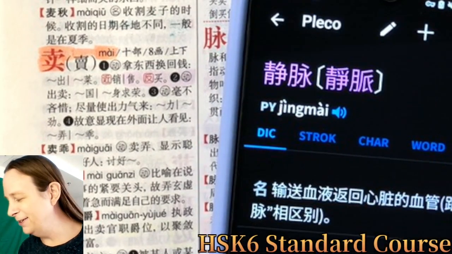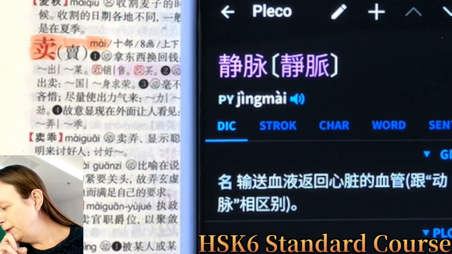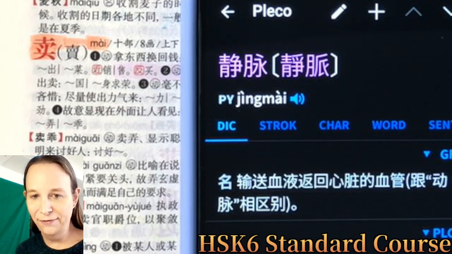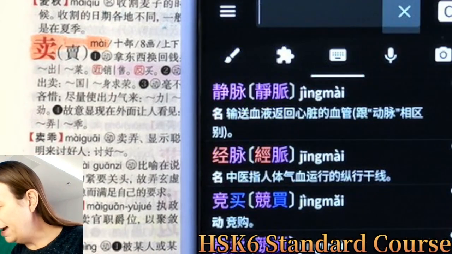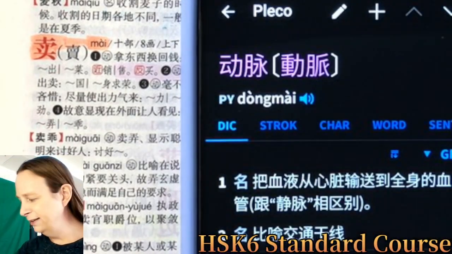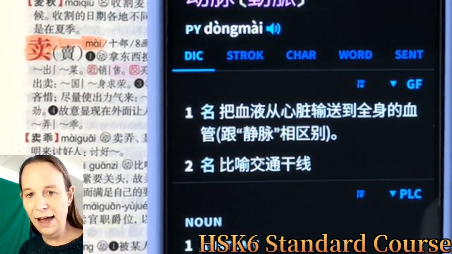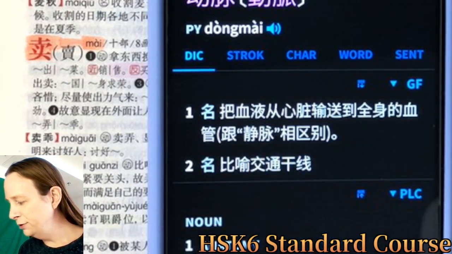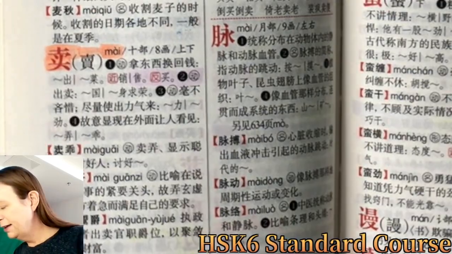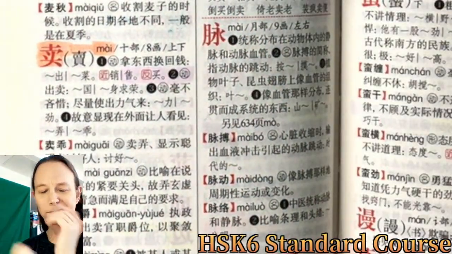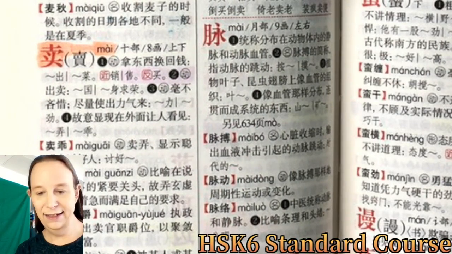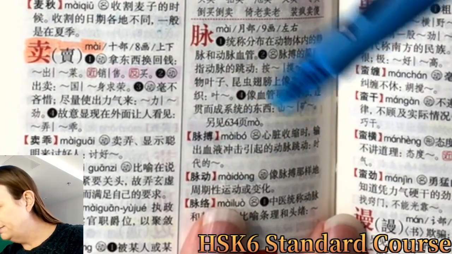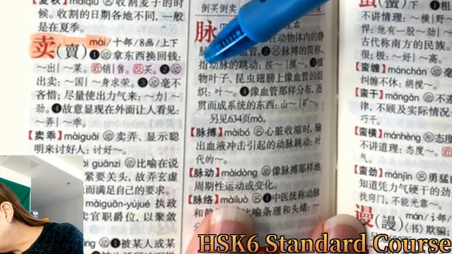静脉, vein. Oh, it's not what I thought at all. 静脉, 输送血液返回心脏的血管. Alright, so 静脉 is your veins and they return the blood to your heart, and 动脉 is your arteries, right? 动脉, artery, 把血液从心脏输送到全身的血管, 跟静脉相区别. In English you can say arterial. So maybe that's similar to this usage of mai for mountain ranges. 脉搏的简称.